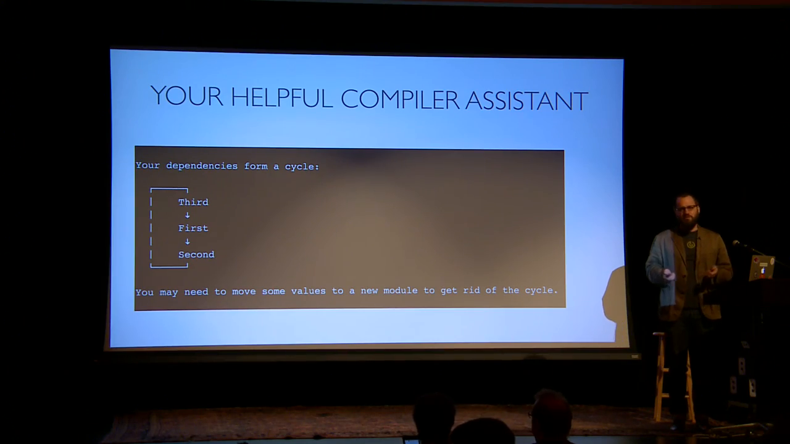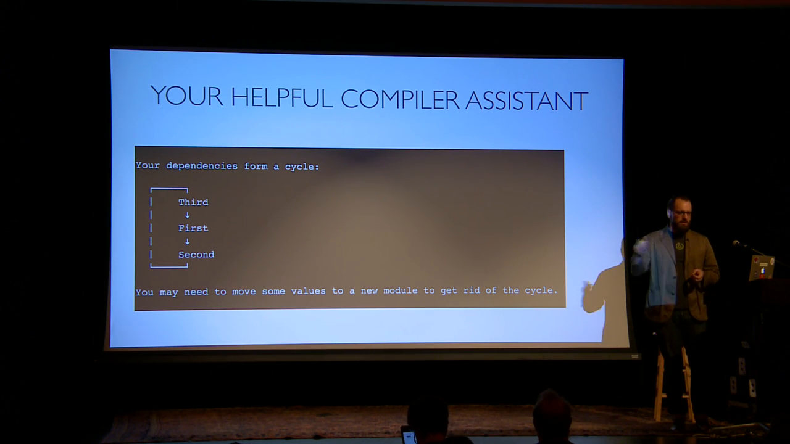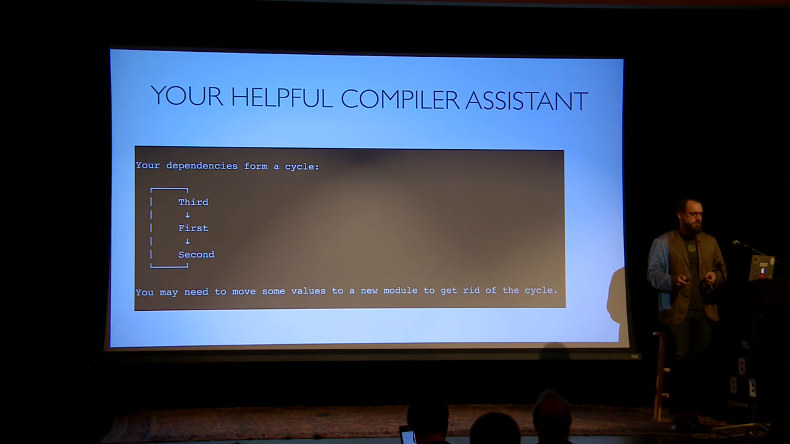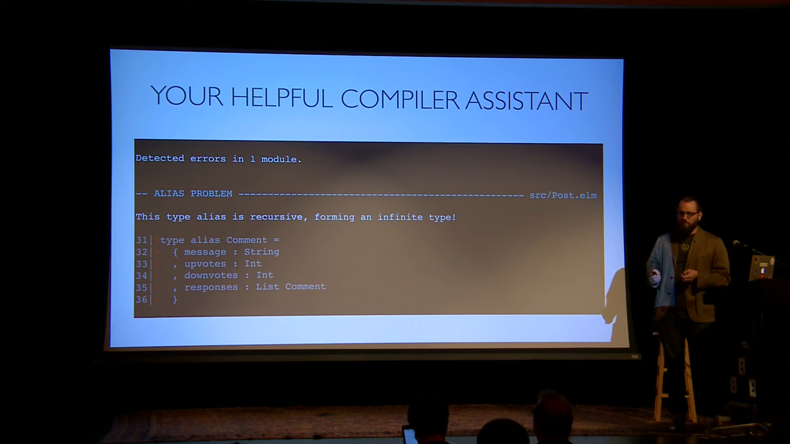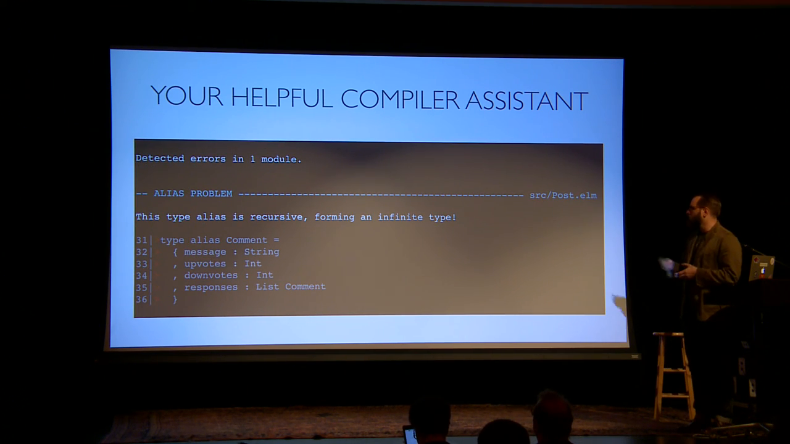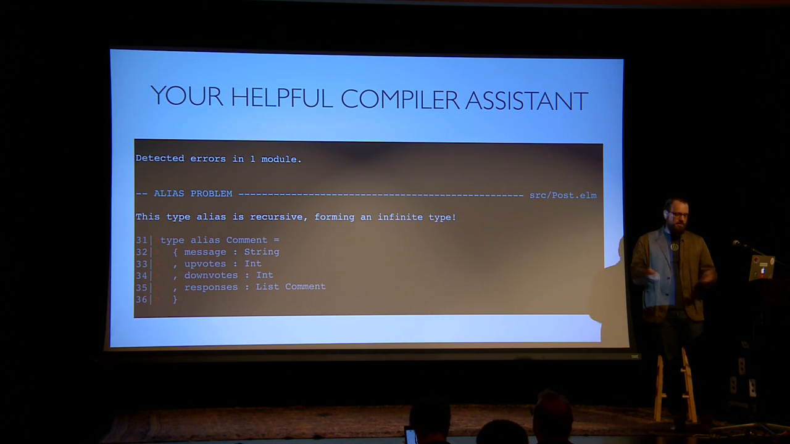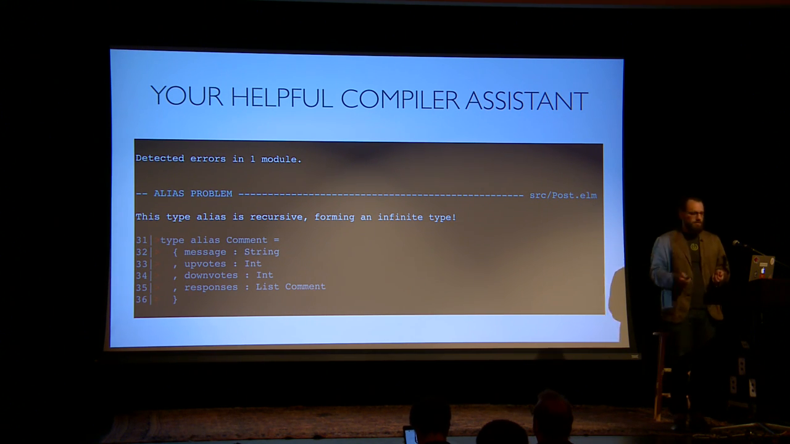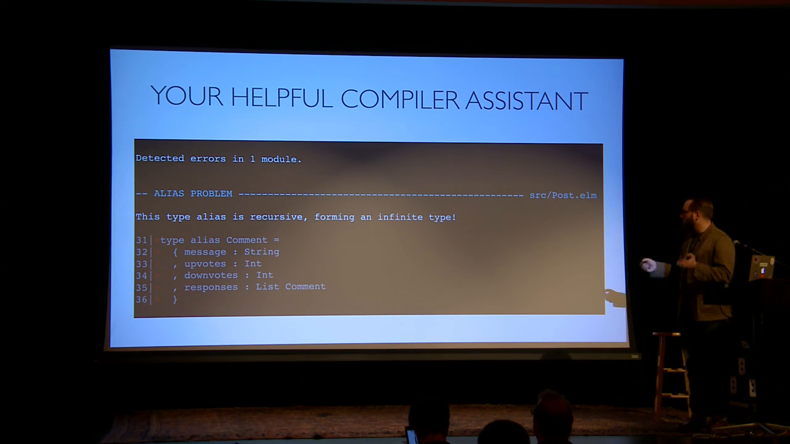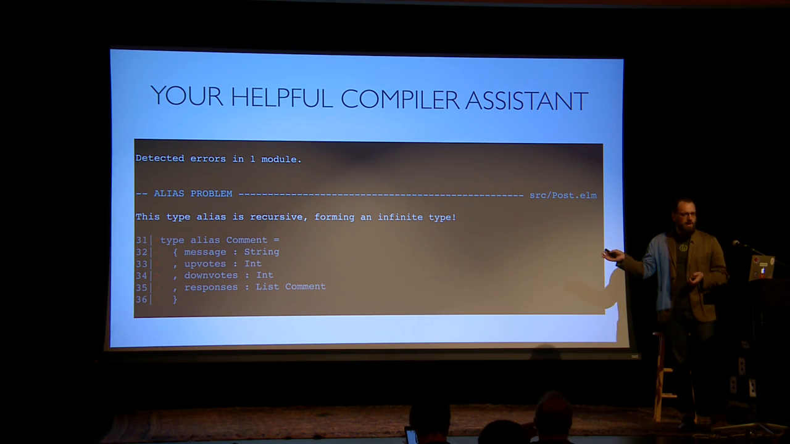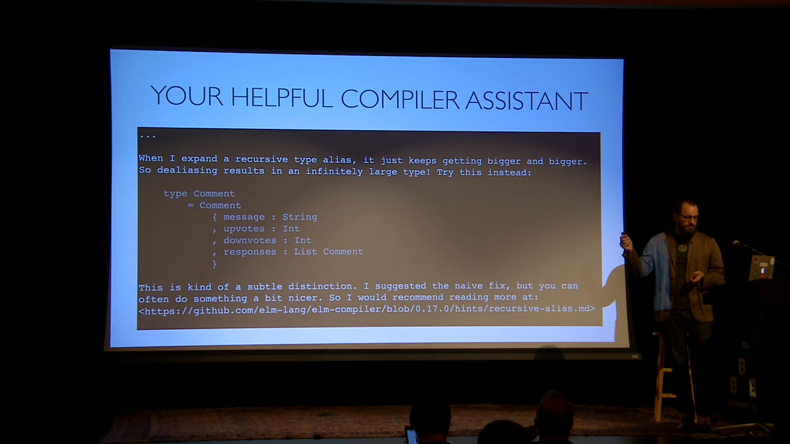What about recursive data types? If you use a type alias, apparently you can't do that. Again, a little beyond my ken as far as category theory goes. But if you try to do a type alias with comment, and one of the things is a list of comments, it'll tell you, this would form an infinite type. I can't do this. This is a pretty good error message, but this is only the top half. The bottom half looks like this.